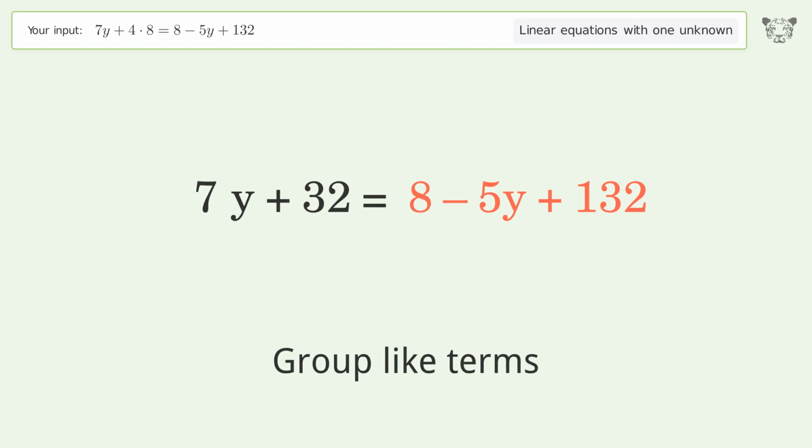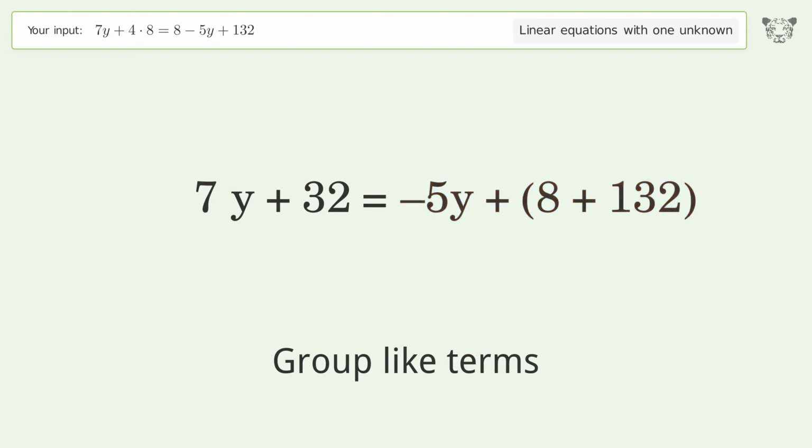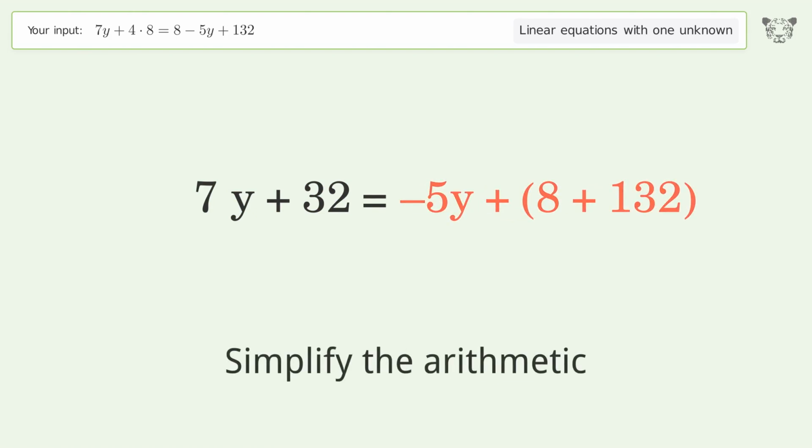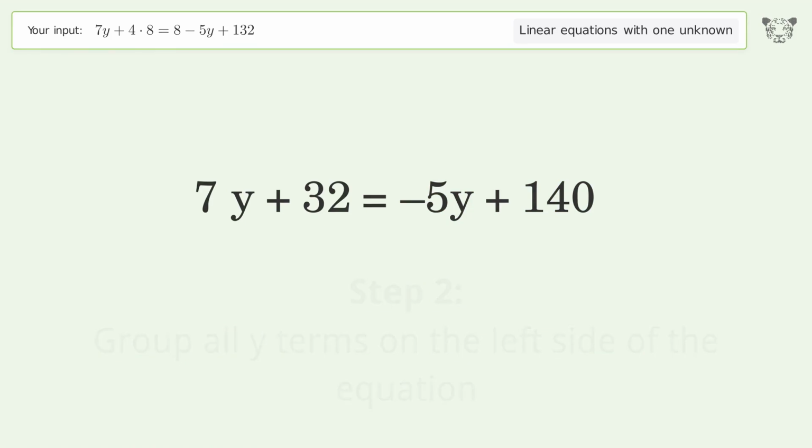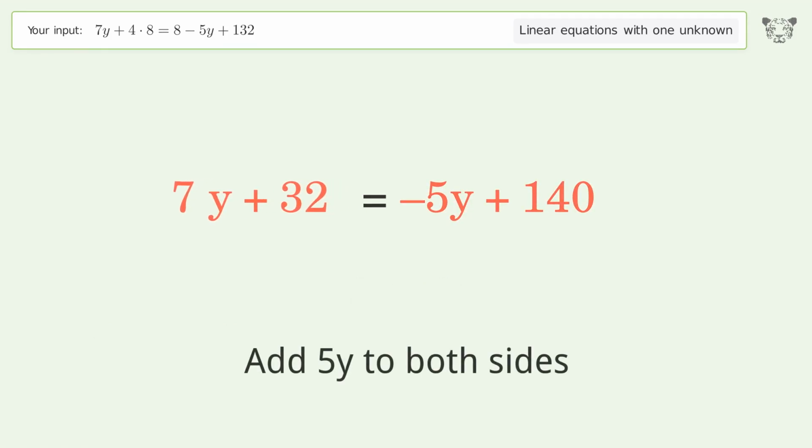Group like terms. Simplify the arithmetic. Group all y terms on the left side of the equation. Add 5y to both sides.